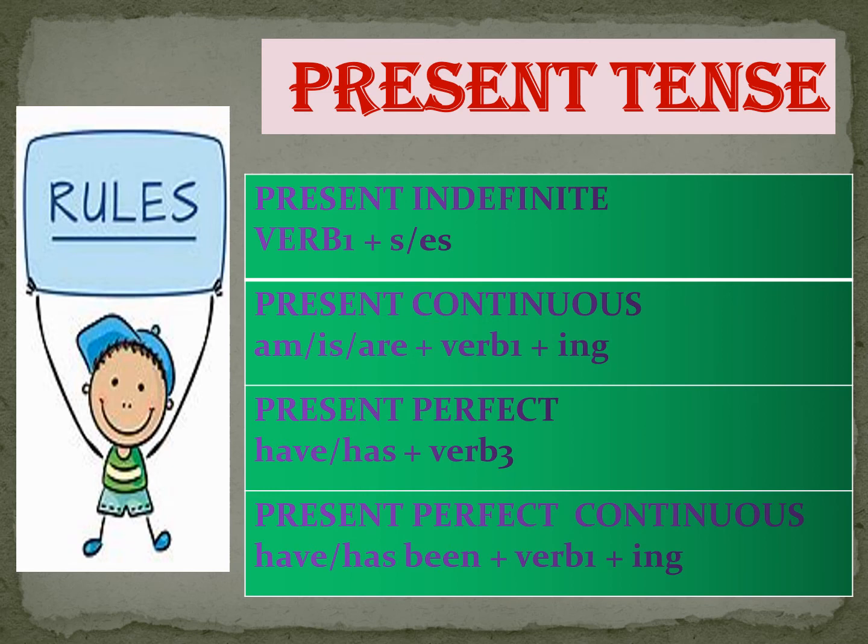Students, let's get started with present tense. Here are its rules. Present indefinite tense: first form of verb plus s or es. Present continuous: am, is, are plus first form of verb plus ing. Present perfect tense: have, has plus third form of verb. Present perfect continuous: have, has, been plus first form of verb plus ing.